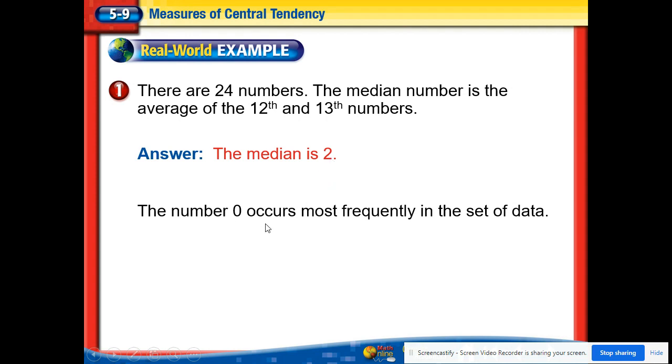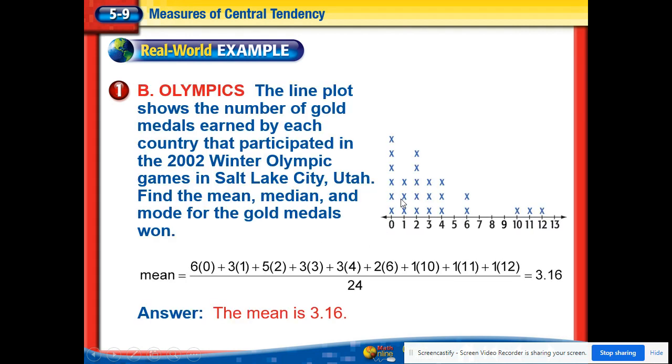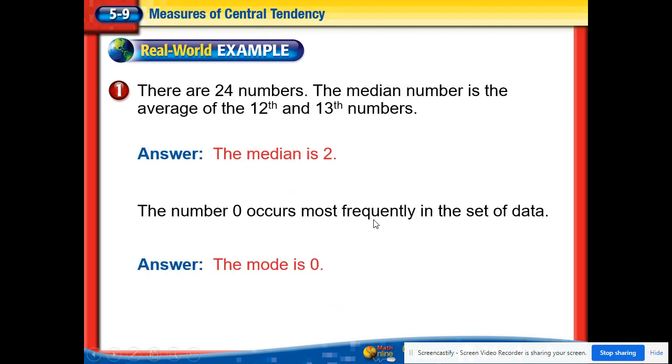And 0, if we go back to our chart here, 0 is by far the one that occurs the most. This kind of a bar graph or histograph is a lot easier to go ahead and tell the mode from because it lists them all out here. So the mode is 0.